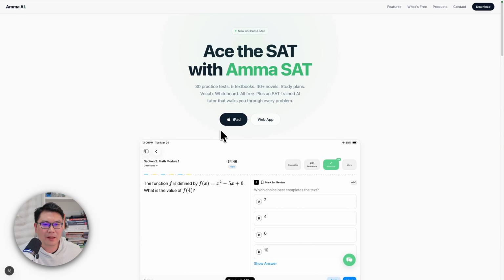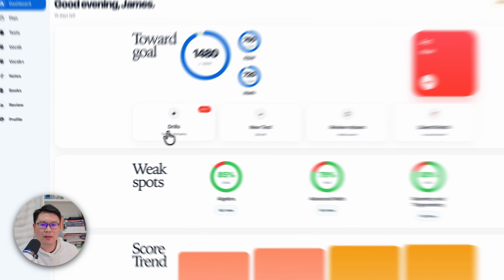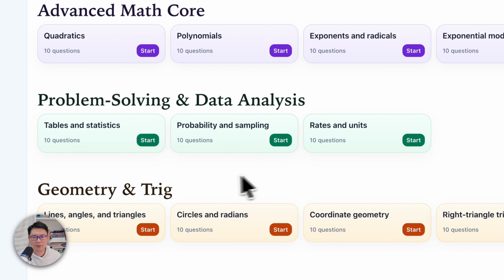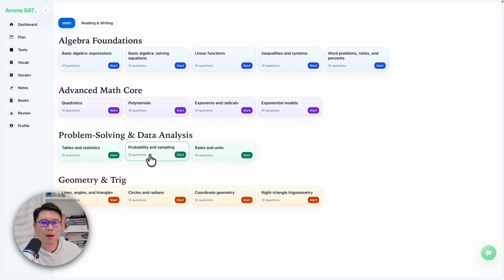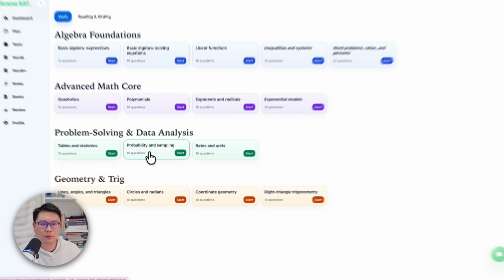You can download the AMMA SAT app on your iPad, or you can just use the web app on your laptop or your desktop by clicking this button over here. So we're going to click drills and get to the topic that we're going to talk about today. The next topic is probability and sampling. We're going to focus on probability more in this tutorial. All right, let's get started and let's get to this problem.